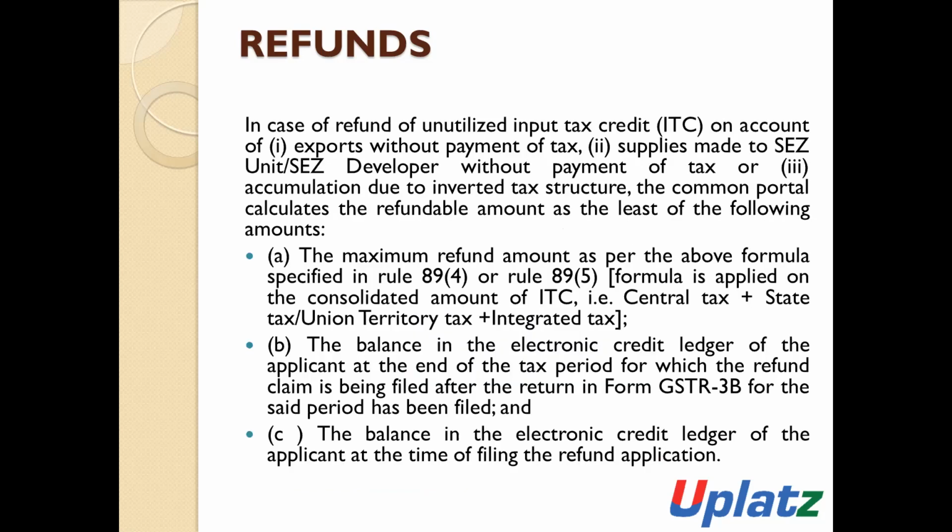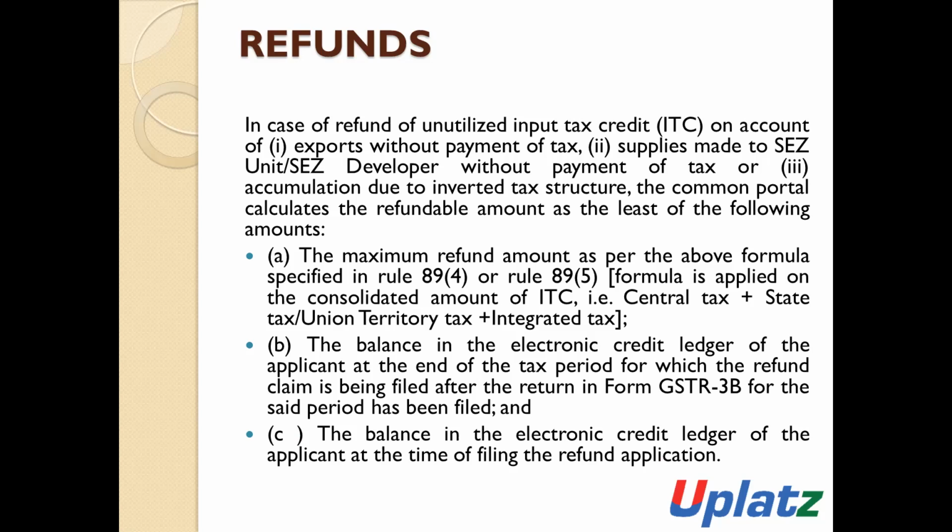In case of refund of unutilized input tax credit on account of number 1, export without the payment of tax, number 2, supply which is made to SEZ unit or SEZ developer without the payment of tax, or accumulation due to the inverted tax structure, the common portal accumulates the refundable amount as the least of the following amounts. Number 1, the maximum refund amount as per the above formula.